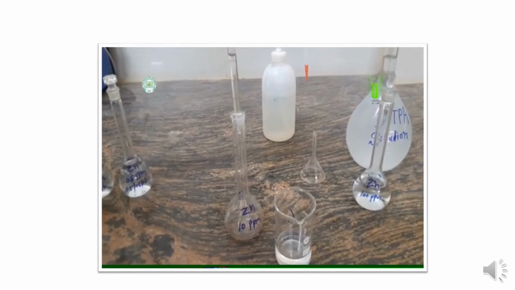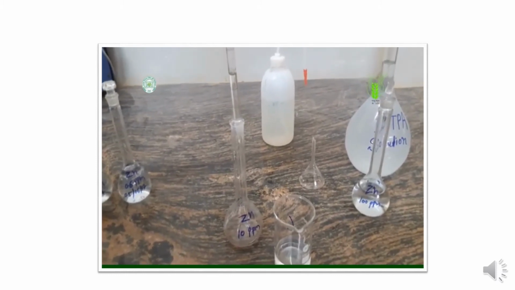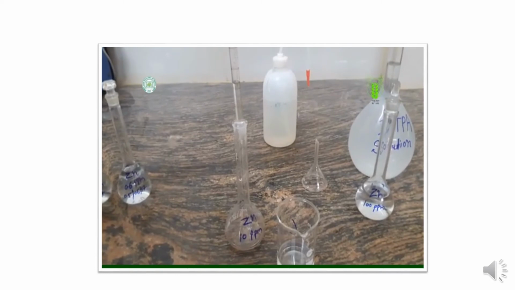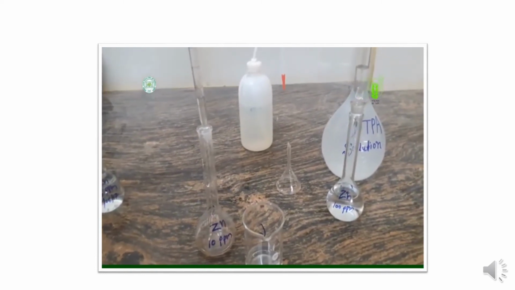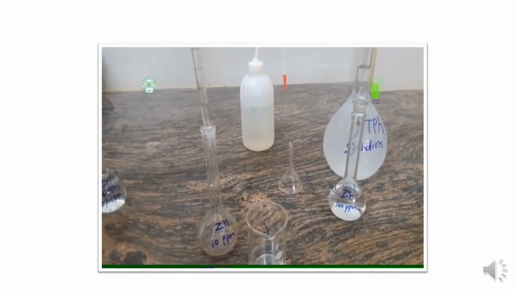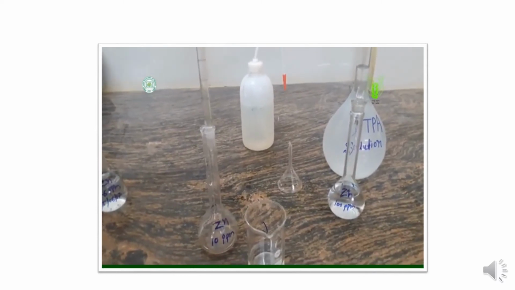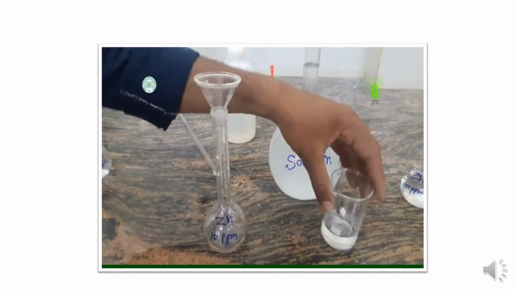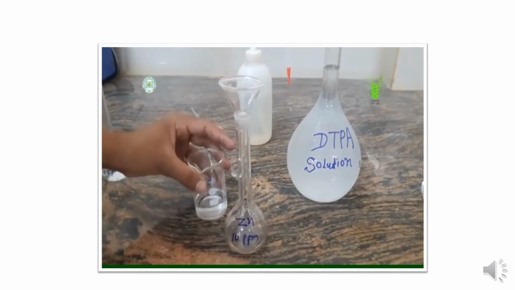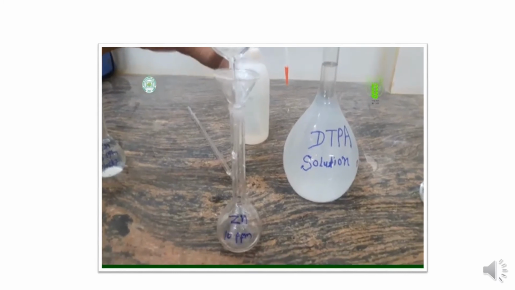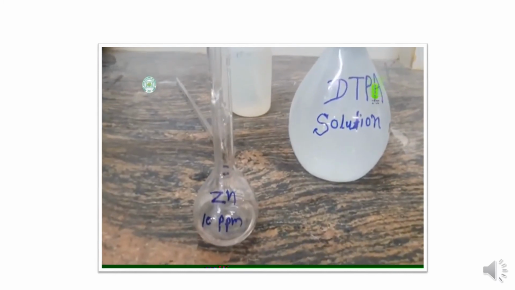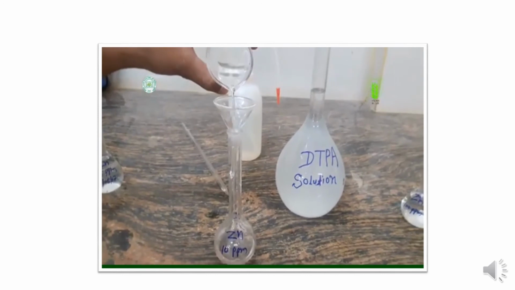Then pipette 1, 2, 4, 6, 8 and 10 ml in 50 ml numbered flasks and dilute with DTPA solution. These solutions will contain 0.1, 0.4, 0.8, 1.2, 1.6 and 2 ppm zinc respectively.